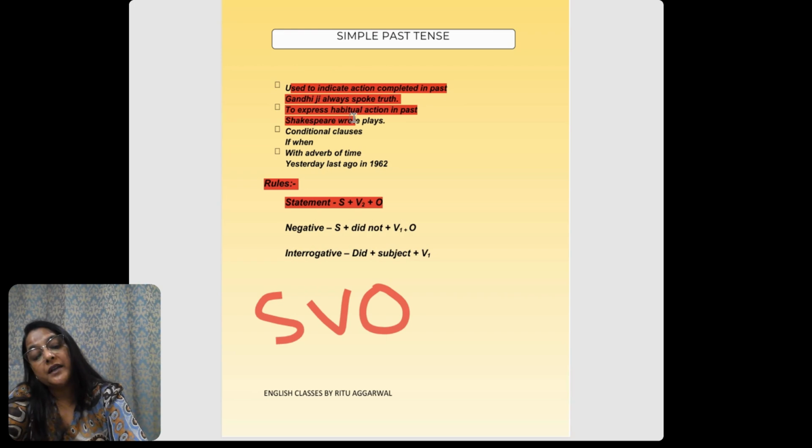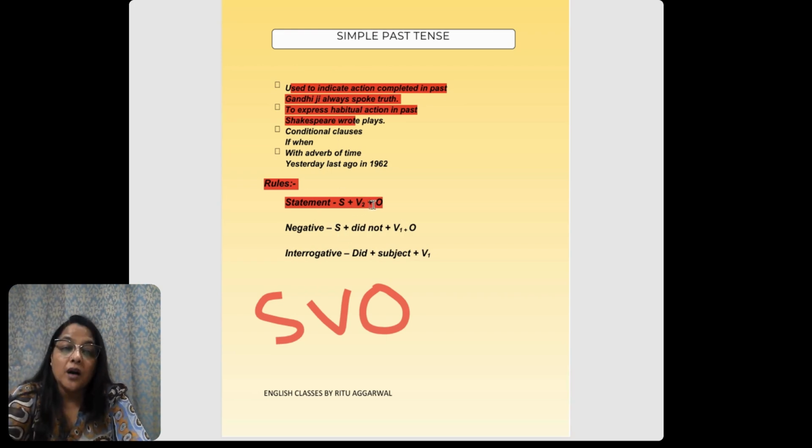So whatever has happened in the past, the statement refers to subject plus verb second form, the second form of the verb, plus object, right? So again, the form of cut is cut, cut, cut. So cut will be used. But if you are writing write, wrote, written, so the form of the verb is wrote, right? He wrote. Ram writes, he wrote.